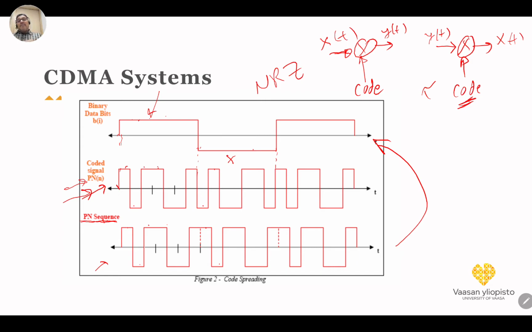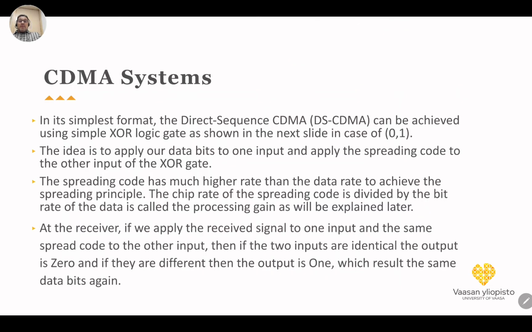This is of course the data of the user. We call it a bit, but this bit of the code we call a chip. So we call this the chip rate, and we call this the bit rate. This should be clear. So this is the concept of transmission. And what if you want to use 0 and 1, not 1 and minus 1?